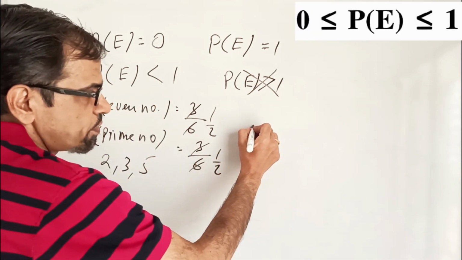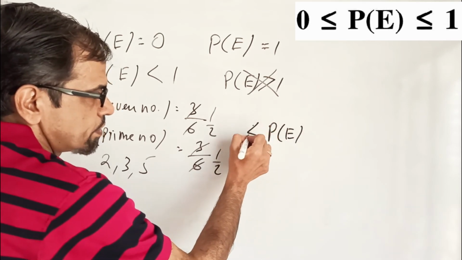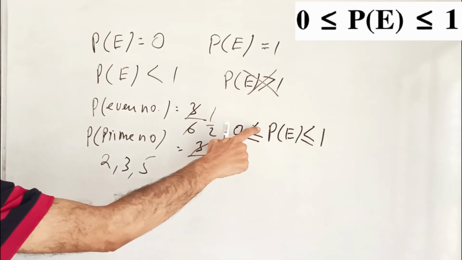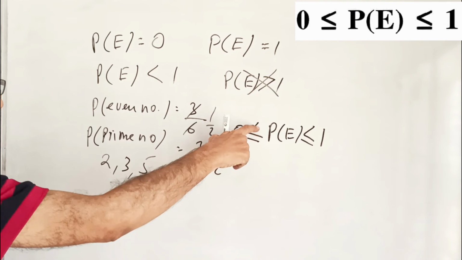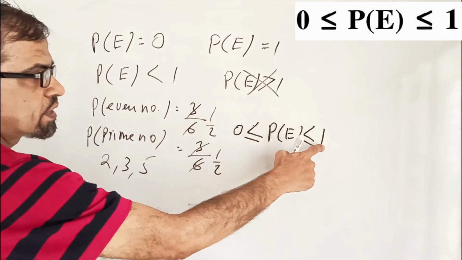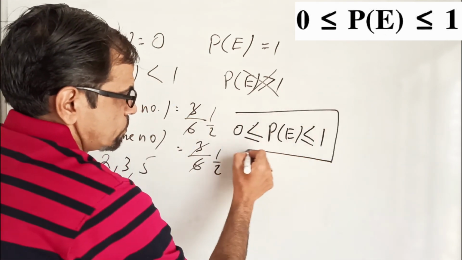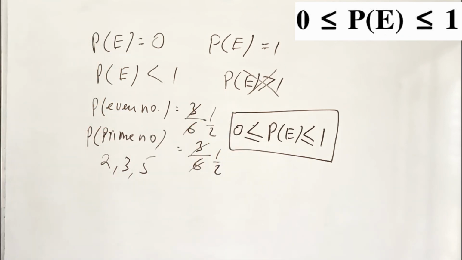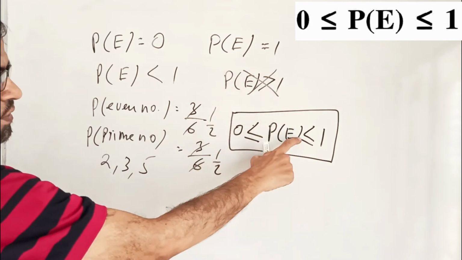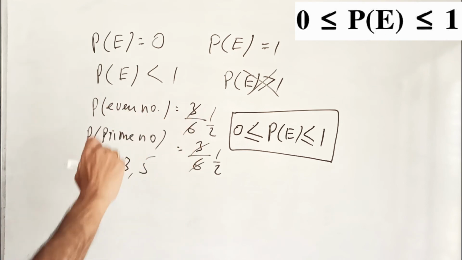Listen student, probability of the event can be greater than or equal to 0, probability of event equal to 1 or less than 1. By this conclusion we sort out this very important equation. You have to remember this one: probability of event greater than or equal to 0, probability of event less than or equal to 1. The question may be asked, 1 mark question may be asked based on this concept.